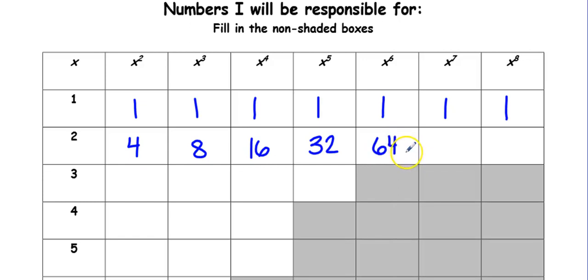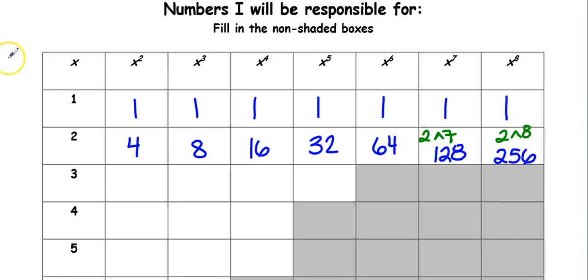Past here, maybe I need to use my calculator. In my calculator, I would type in 2 and the little caret, raised to the 7th. 2 to the 7th is 128. And then 2 to the 8th, I could use my calculator, or I could just multiply this one by 2. Either way, I get 256.